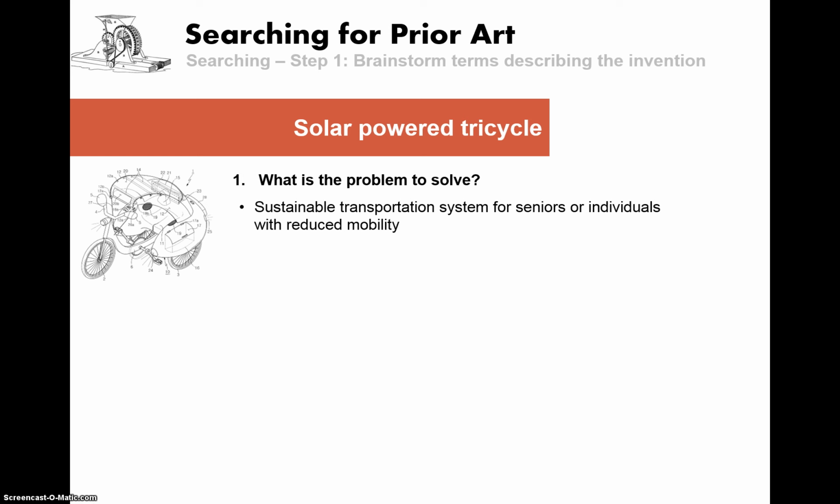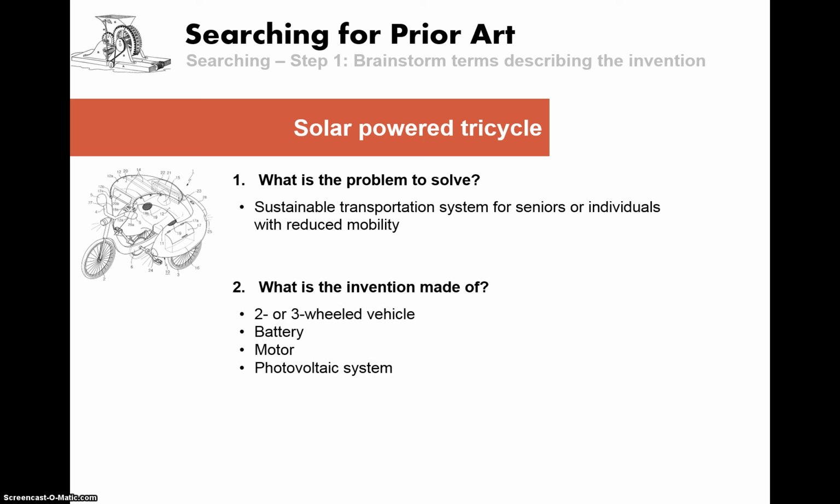The second question you should ask yourself is, what is the invention made of? If you were to lay out the invention on a table or deconstruct it, what parts would you see? For example, a solar tricycle would be made of a three-wheeled vehicle, a motor, some photovoltaic cells, and a battery. Every one of these parts should also be described using synonyms or equivalent keywords.